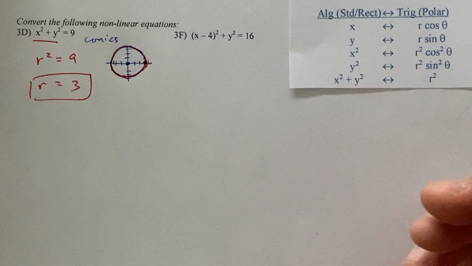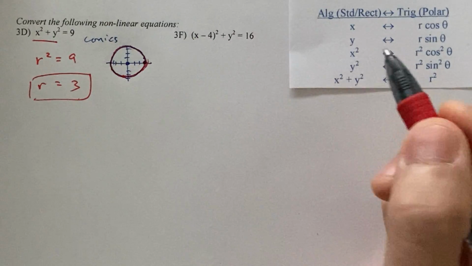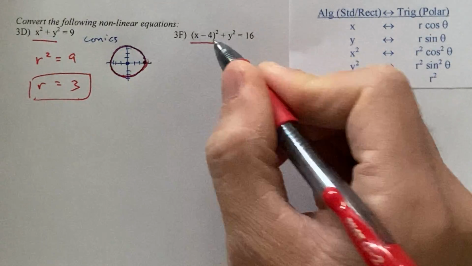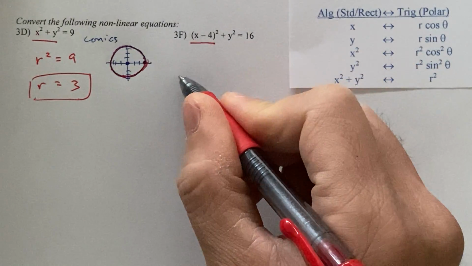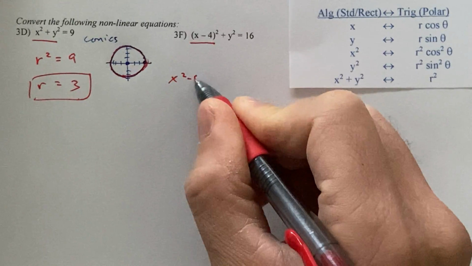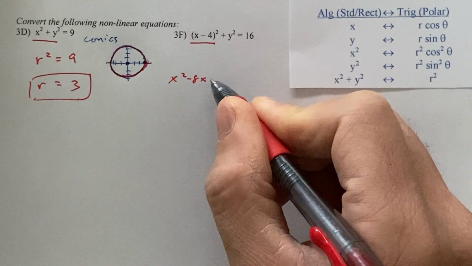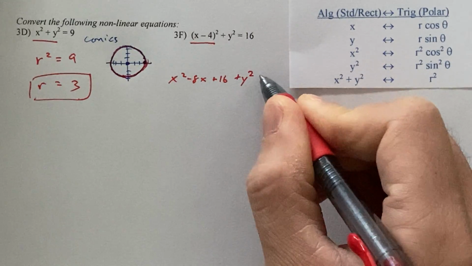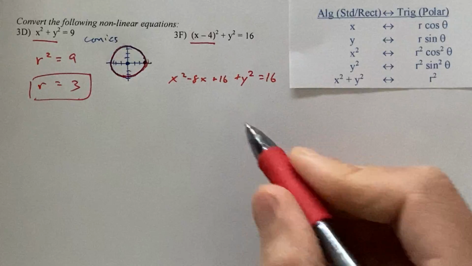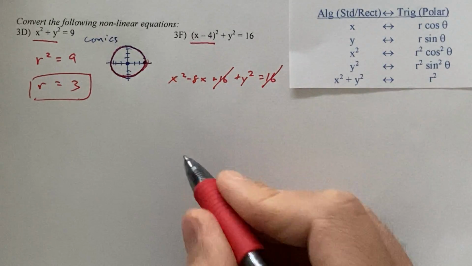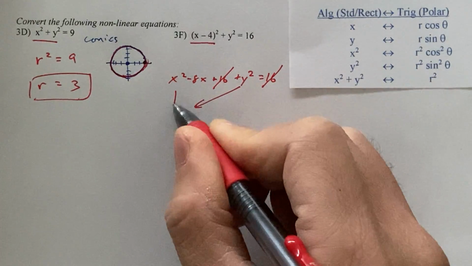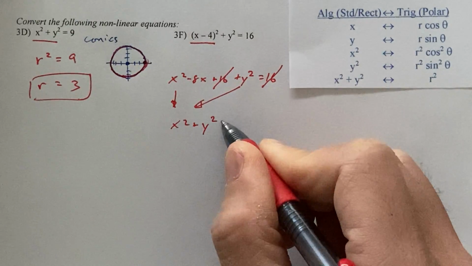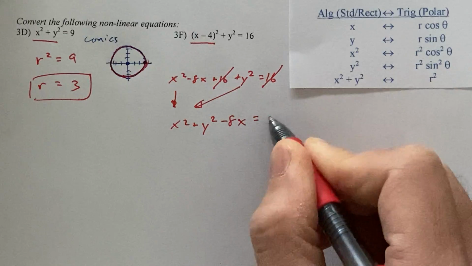If I take a look at 3f, again, I see a bunch of x's and y's. Algebra, I got to get rid of those. Nothing but r's and thetas. First thing I'm going to do is I'm going to distribute that. So that's going to be x squared minus 8x plus 16, and then plus y squared equals 16. Okay, then I'm going to subtract 16 from both sides, and then I'm actually going to put x and y squares together. X squared plus y squared minus 8x equals 0.